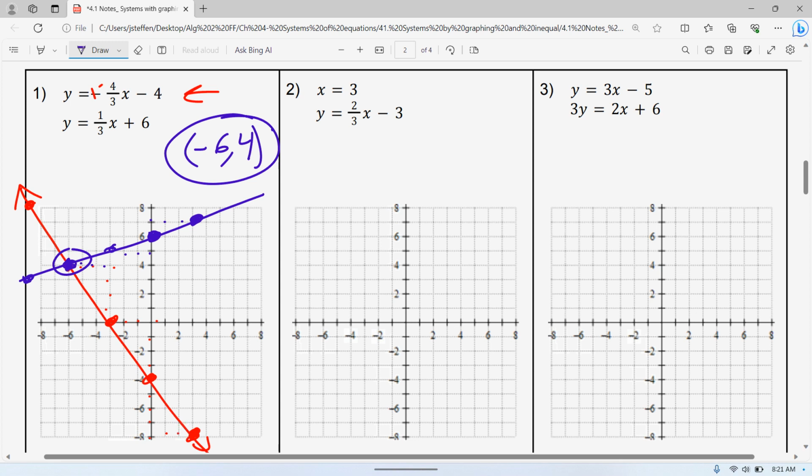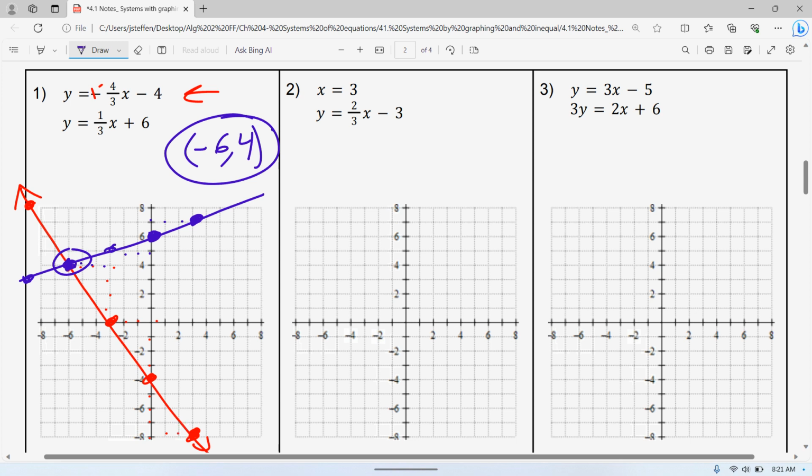Moving on to the next one. X is equal to. I'm hoping there's a red flag, even if you don't remember what it is, that you know, okay, well, that's either a horizontal line or a vertical line. If you have x and that's it, there's no other y, just x is equal to a number, that is going to be a vertical line.